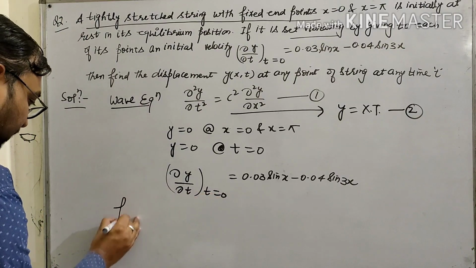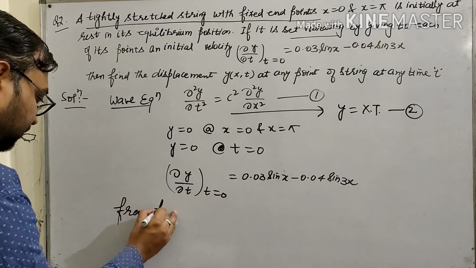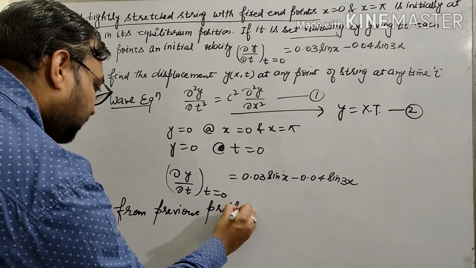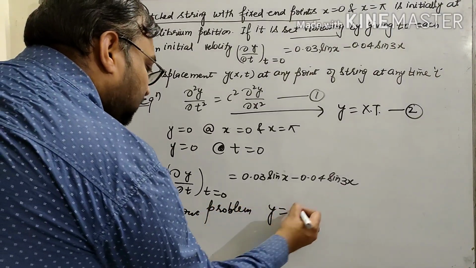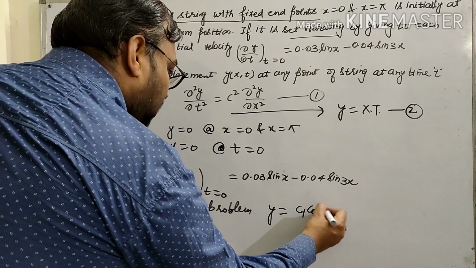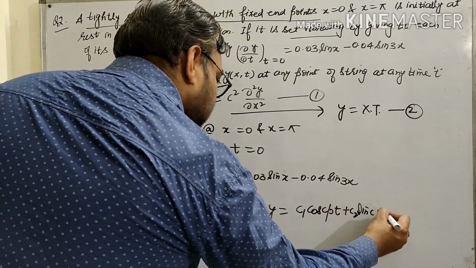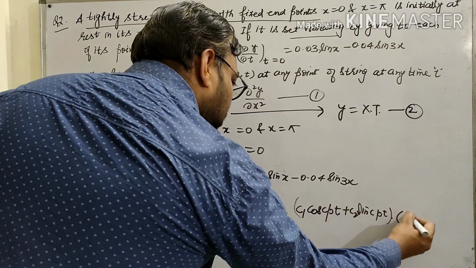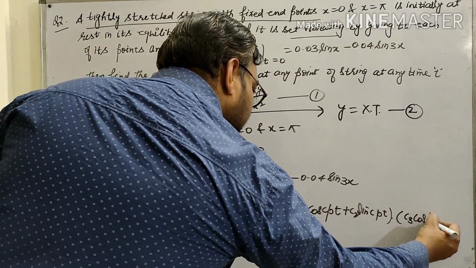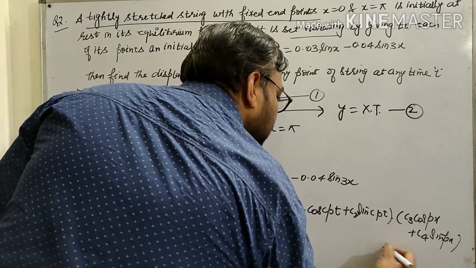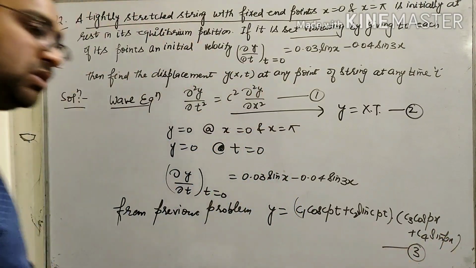take from the previous problem, y is equal to (c1 cos cpt plus c2 sin cpt) into (c3 cos px plus c4 sin px) is the solution. Let it be equation number 3.